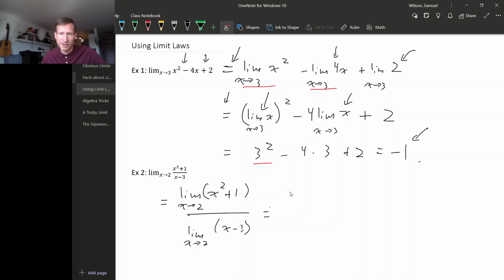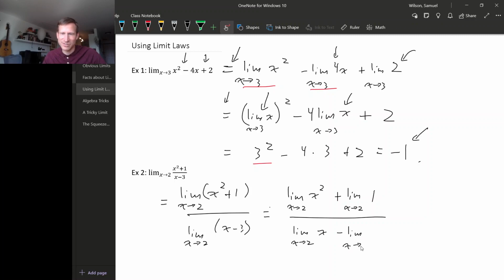So now in the numerator, we can use the sum rule: the limit as x goes to 2 of x squared plus the limit as x goes to 2 of 1. And then in the denominator, the limit as x goes to 2 of x minus the limit as x goes to 2 of 3. Now the limit as x goes to 2 of x squared, we can move that squaring outside the limit.